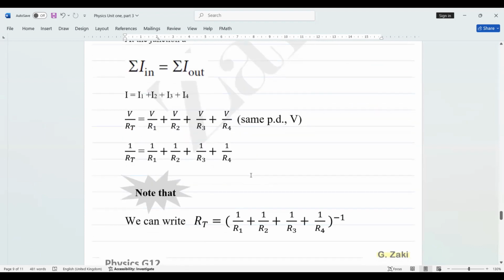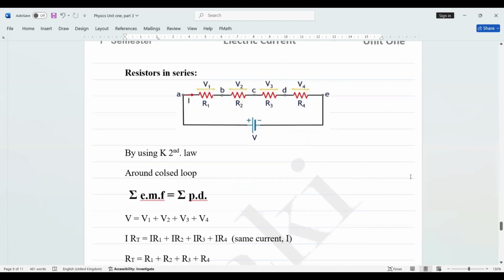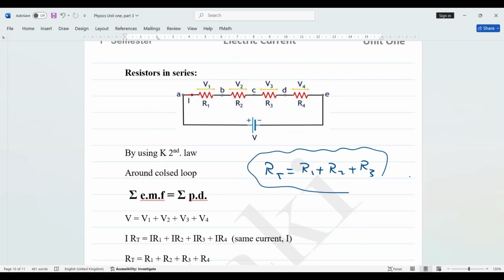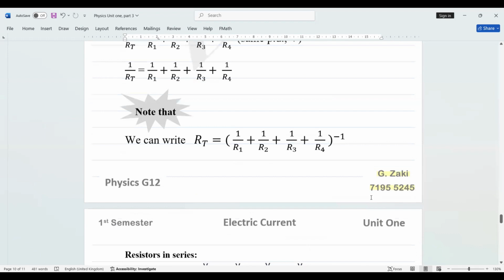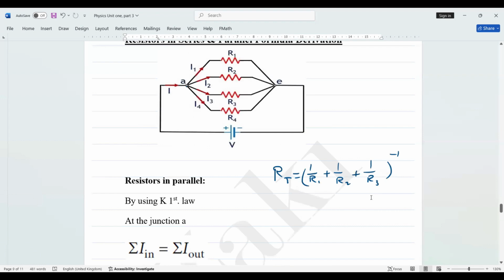Okay, now this is R total. Now, in case of resistors in series, R total is the sum. So R total equals R1 plus R2 plus R3. In case of resistors in series, R total is greater than the greatest resistance. In resistors in parallel, R total is less than the smallest resistance. But in resistors in series, R total is greater than the greatest resistance.